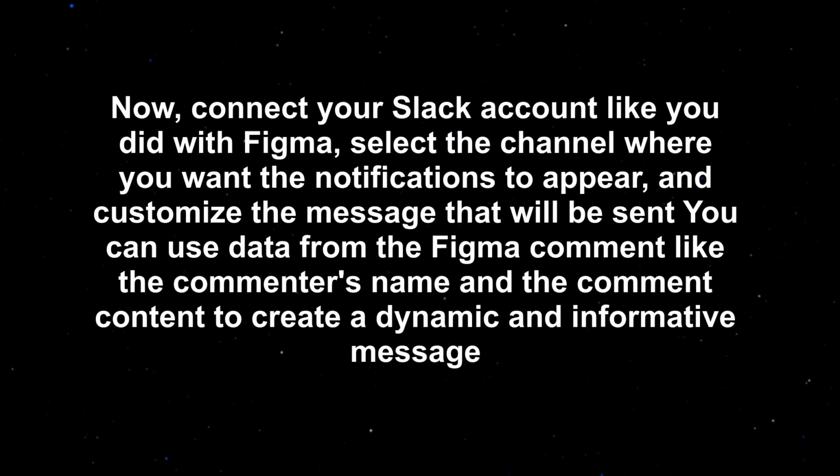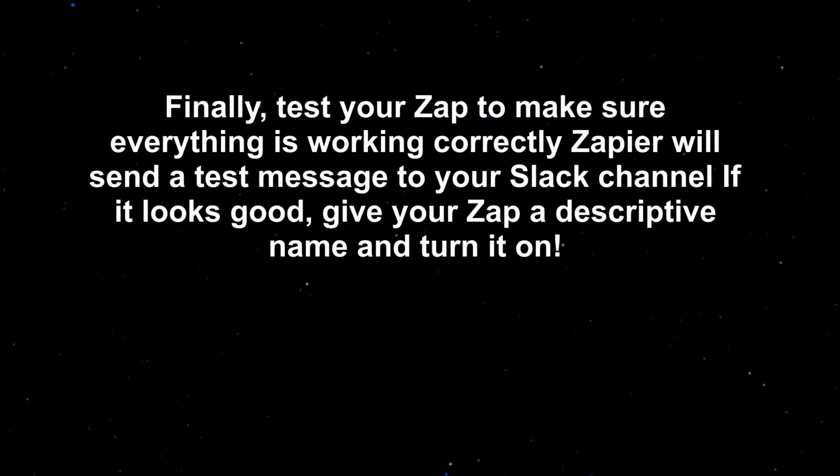Now, connect your Slack account like you did with Figma. Select the channel where you want the notifications to appear and customize the message that will be sent. You can use data from the Figma comment like the commenter's name and the comment content to create a dynamic and informative message. Finally, test your Zap to make sure everything is working correctly.